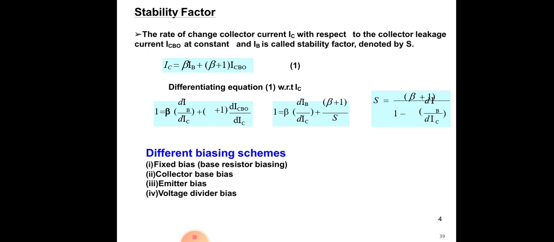So to fix the operating point, the stability factor must be 1. Further, to achieve a stability factor of 1, we go for different kinds of biasing schemes, biasing techniques, that is, fixed bias, collector bias, emitter bias, and voltage divider bias.